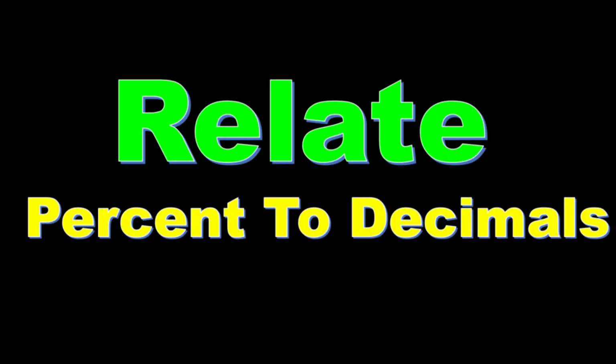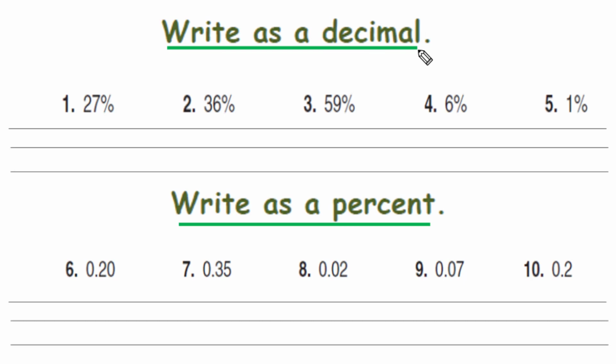Next, relate percent to decimals. First exercise, write as a decimal. To write the percent as a decimal, just divide the number by 100. Then drop the percent sign. So we get 27 divided by 100. Just insert the decimal point after 2 digits from the right.